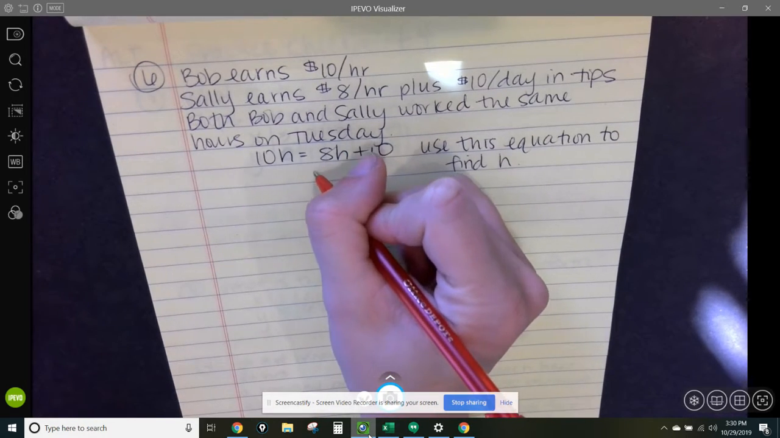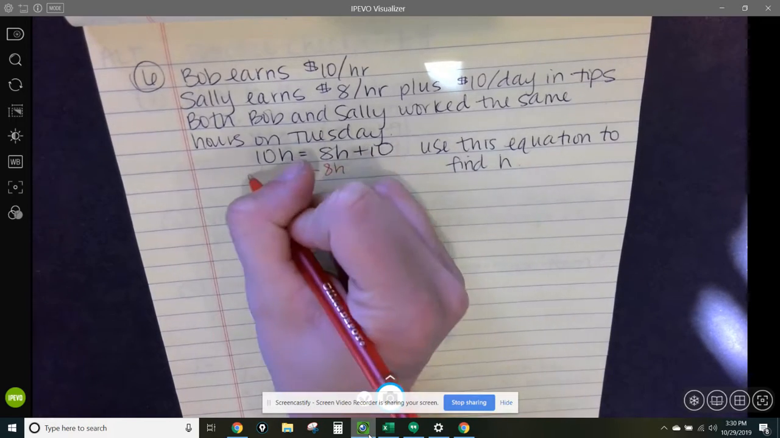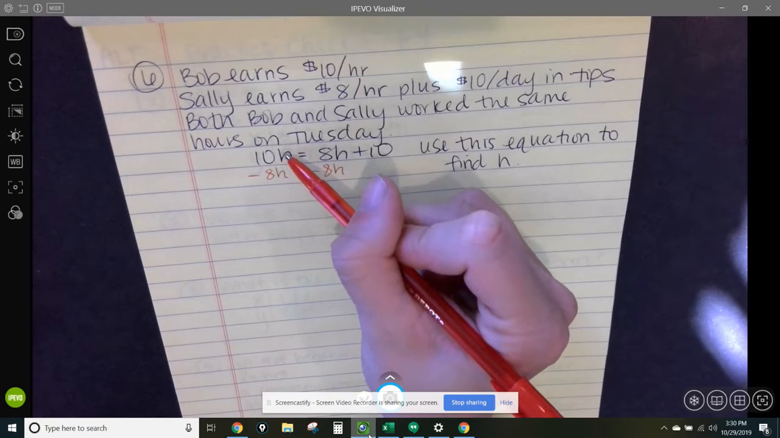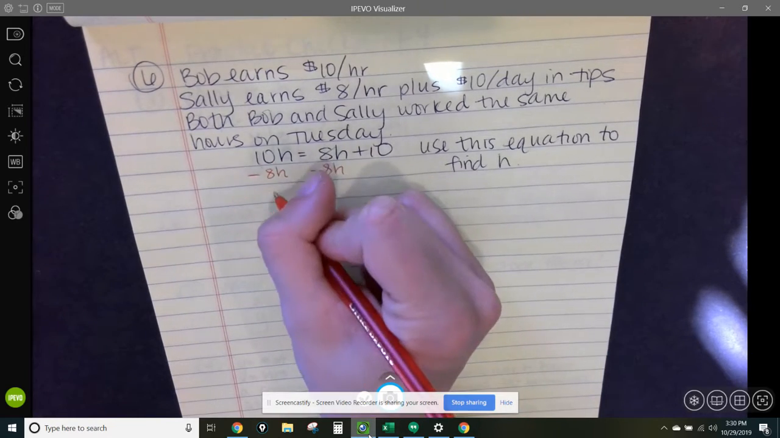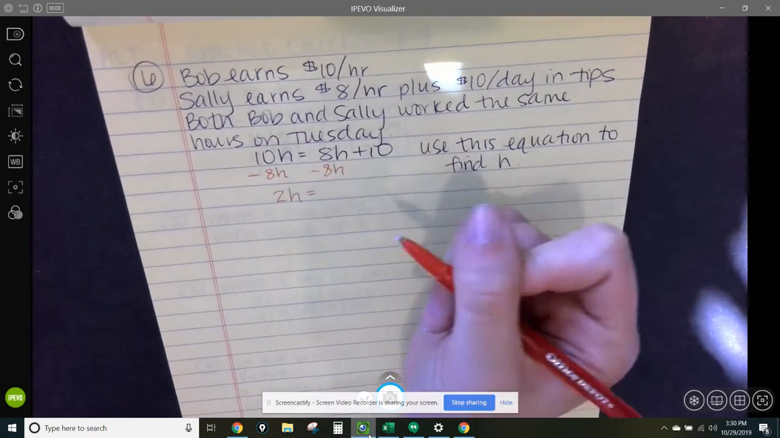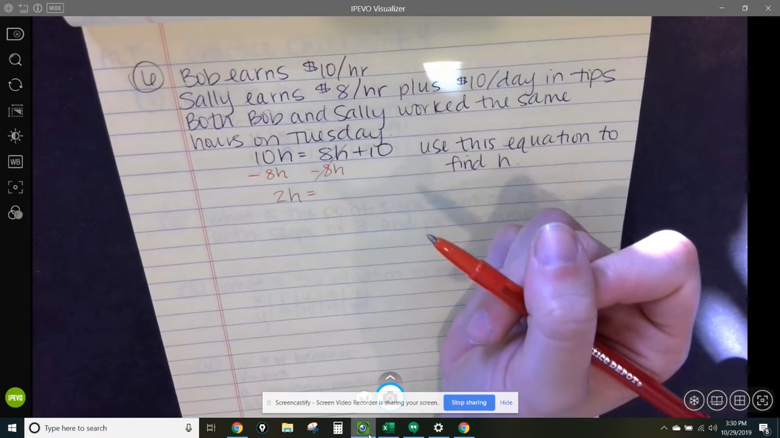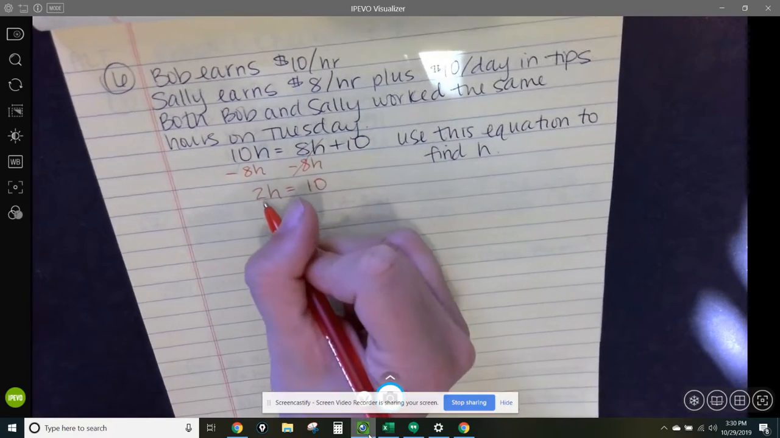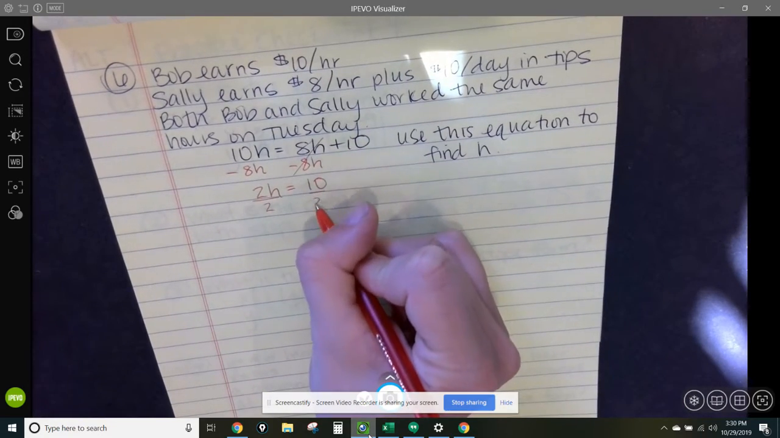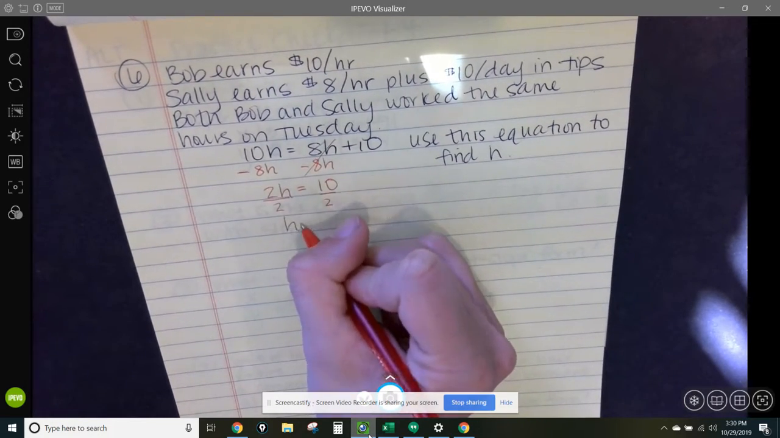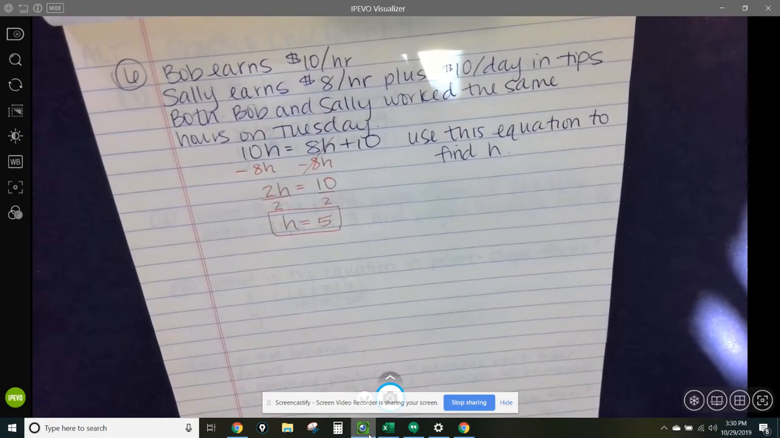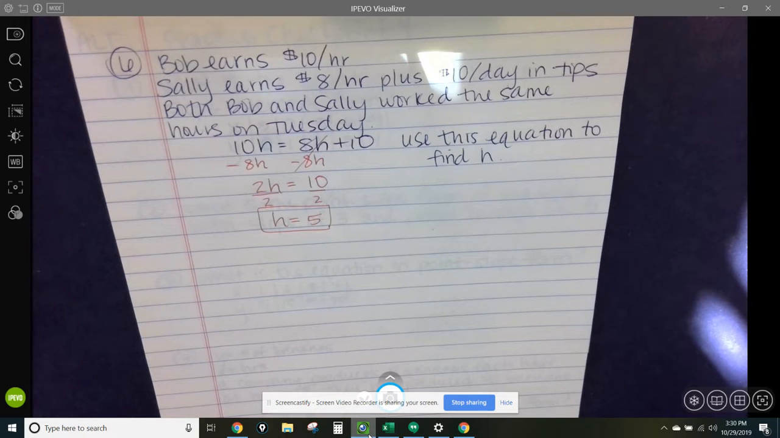So I'm going to choose to subtract 8H from both sides. So on the left, 10H minus 8H is 2H. My 8 H's cancel out over here, and I'm just left with my positive 10. Divide by 2. So I get that H equals 5. They worked 5 hours on Tuesday.